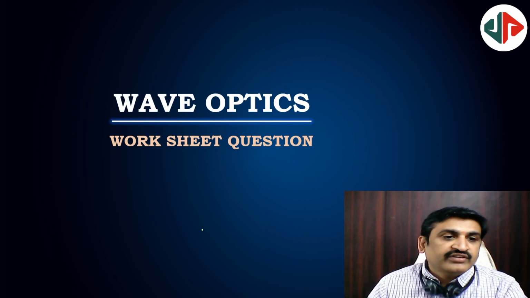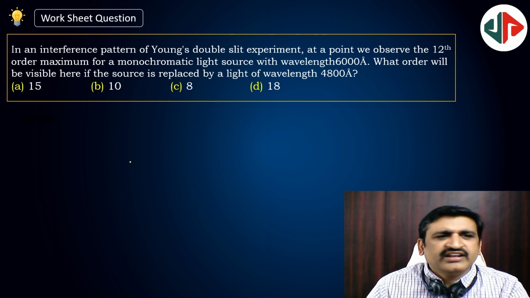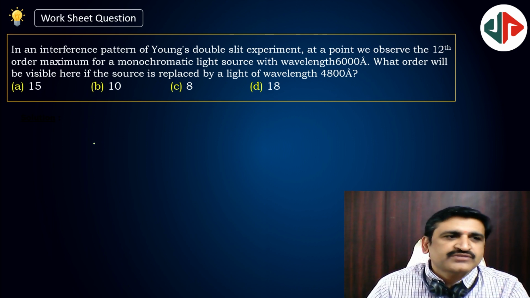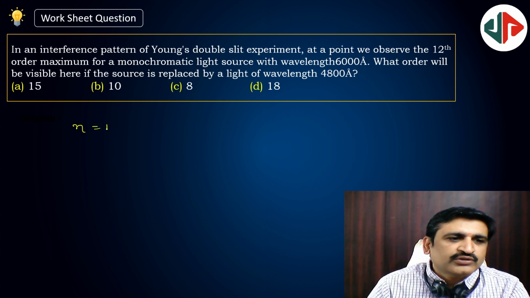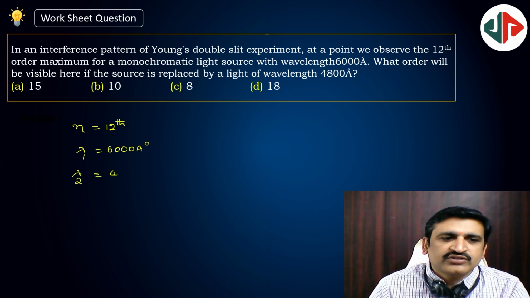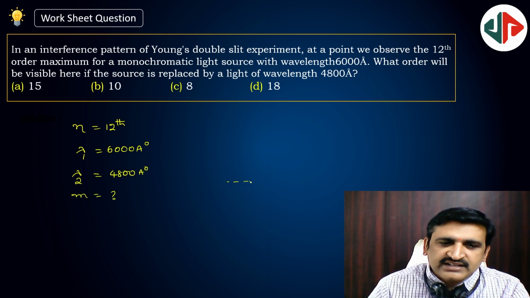Hereafter, we will continue with wave optics worksheet questions. In an interference pattern of Young's double slit experiment, at a point we observe the n equal to 12th maximum for a monochromatic light source, lambda 1 equal to 6000 angstroms. Next, if lambda 2 is equal to 4800 angstroms, then which order are we going to observe at the place? Suppose this is central maximum, or 0 bright.